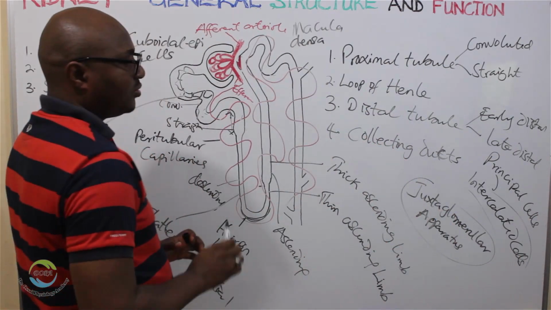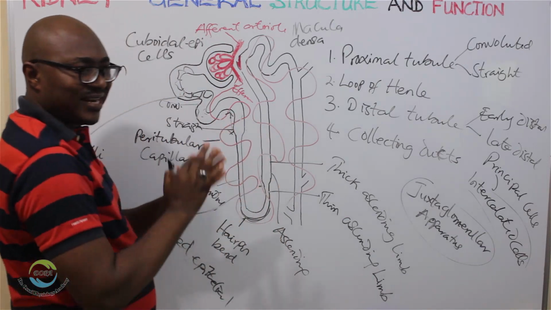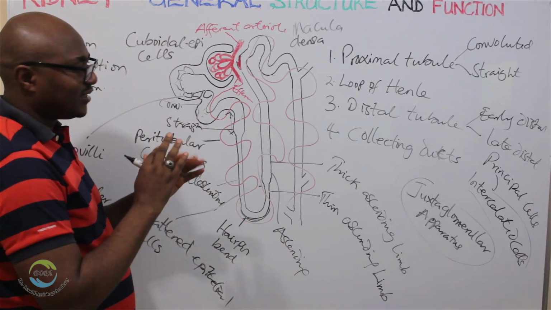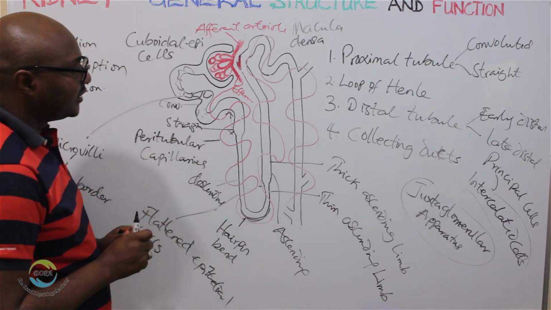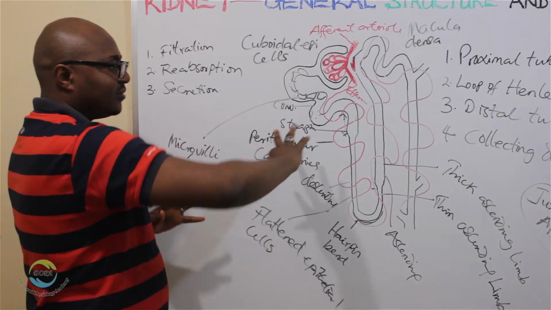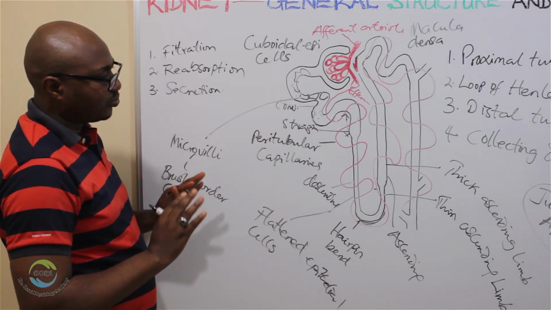So those cells have functions related to the secretion of hydrogen ions, acid, and all of that. More of that later. Alright? So that is generally the different parts of the renal tubule.